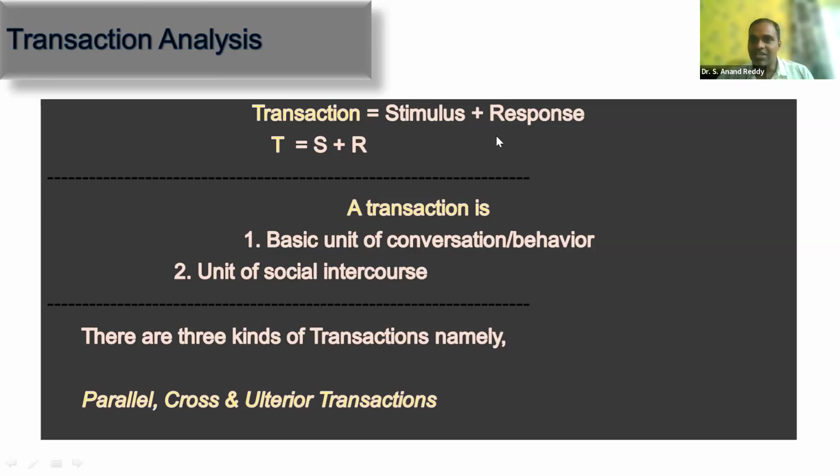That's known as stimulus plus response is equal to transaction. Now, what is this particular thing that we are speaking about? It's the basic unit of conversation and behavior. That's all. It's very simple. I asked, does anybody know about this theory? That's my stimulus. Garima responds. Garima says something, that's a response, which is one transaction between both of us. This is known as transaction analysis. There are three kinds of transactions which I will be discussing.